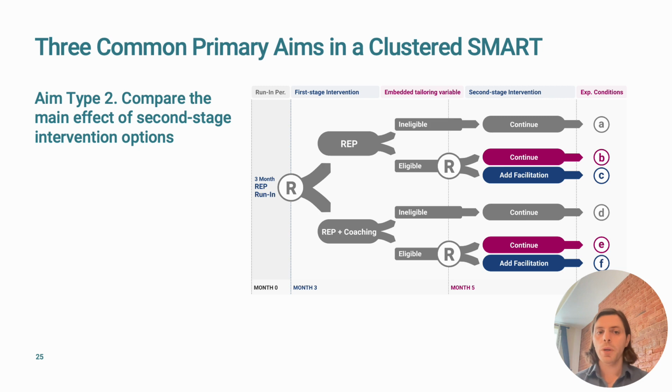Aim type 2, we could compare the main effect of second stage intervention options among the non-responders. So that would be comparing the red versus the blue. Obviously, the responders are in gray because they don't pop up here. And it would be continuing your first stage treatment versus supplementing with facilitation. So boxes B and E would be compared to boxes C and F.